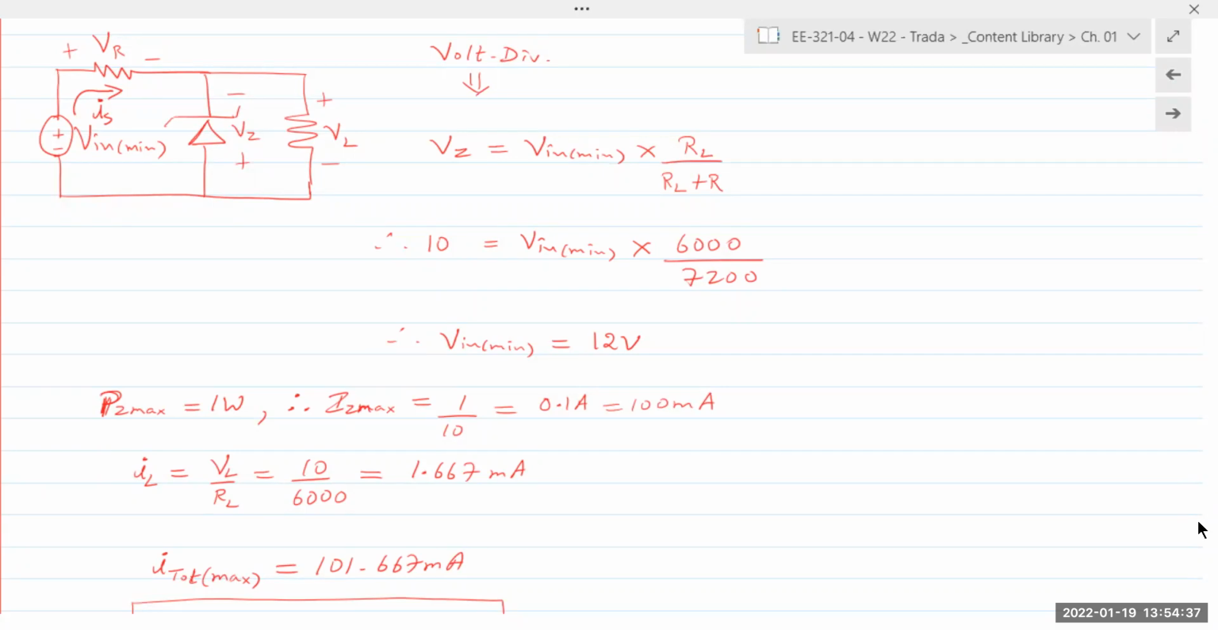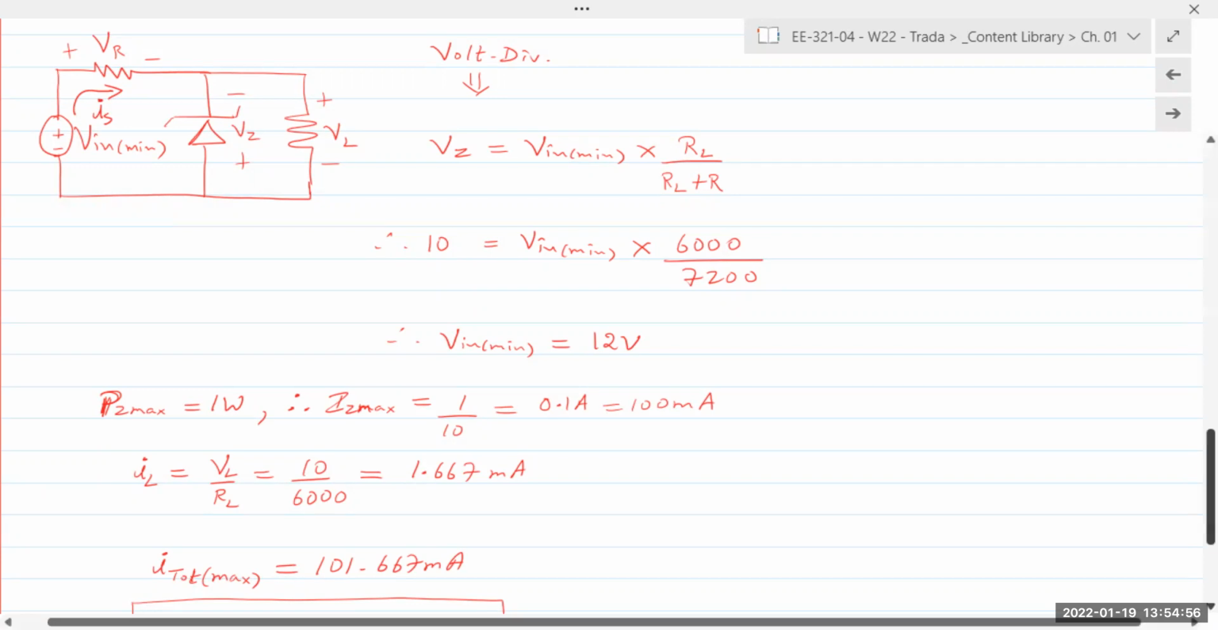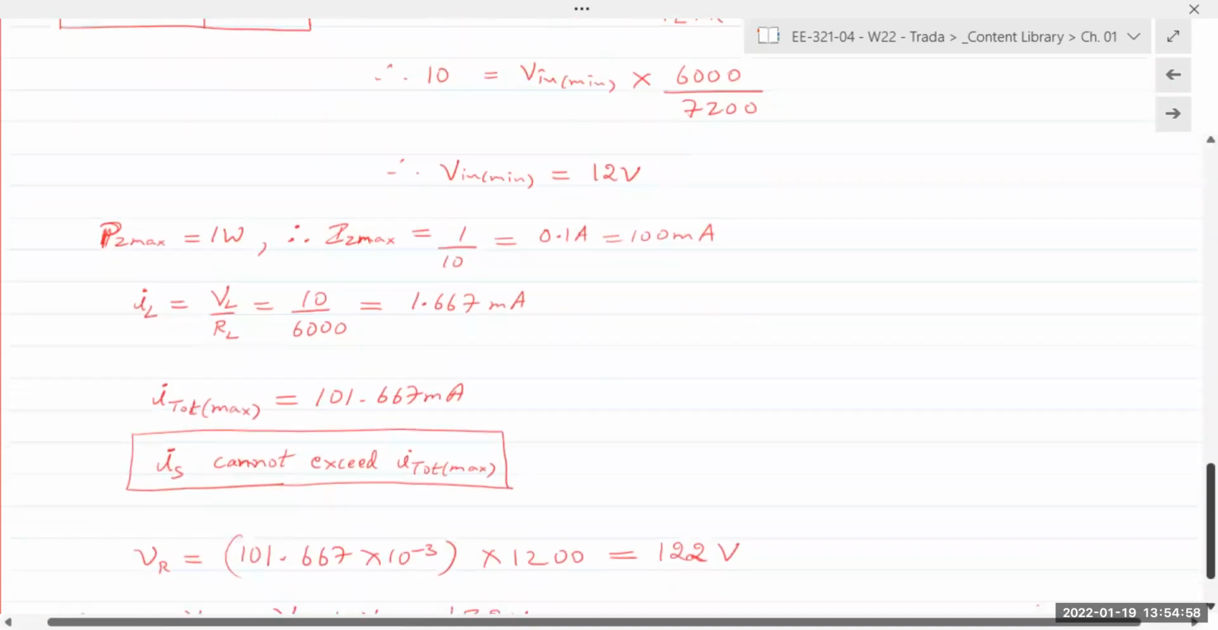Now, if you put in a Zener diode that can handle 2 watts, then that would be 200 milliamps current handling capability. So that's the range. If we wanted to find, let's say, load current, IZ.